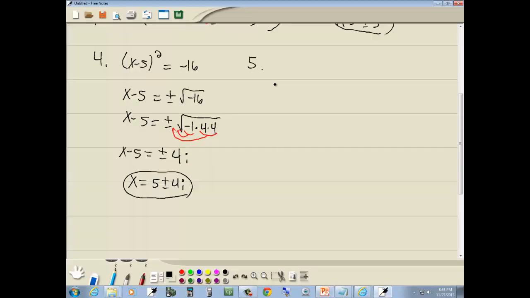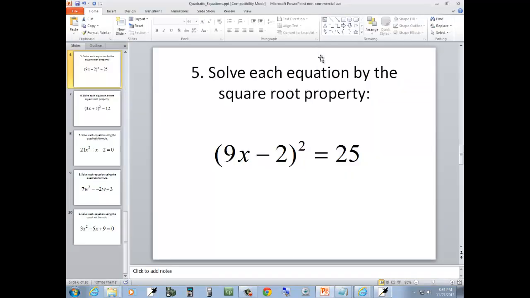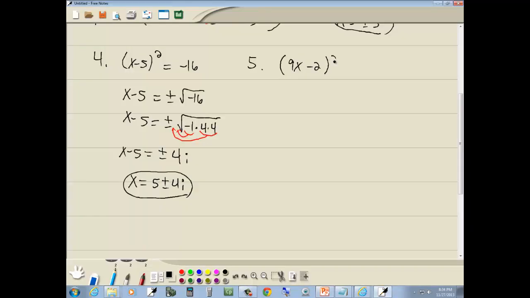Let's take a look at this one. We've got (9x minus 2) squared is equal to 25. Again, it's already in perfect form. The entire left side is squared. So our property says we drop our squared and put a plus or minus square root on the other side. You should always simplify your radicals at any step if you can.